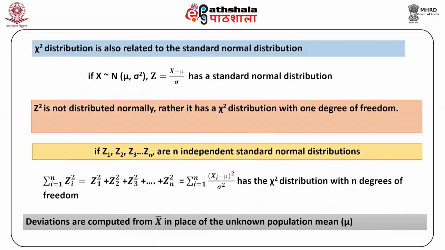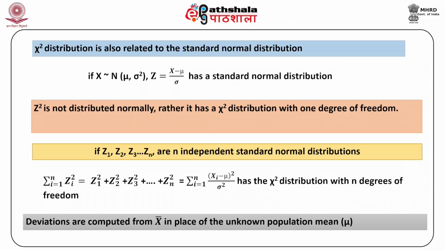The chi-square distribution is also related to the standard normal distribution, in fact. So we have learned in our earlier module that if x is distributed normally with mean mu and variance sigma square, then z is equal to x minus mu upon sigma has a standard normal distribution. Now we can show that z square is not distributed normally, rather it has a chi-square distribution with 1 degree of freedom.